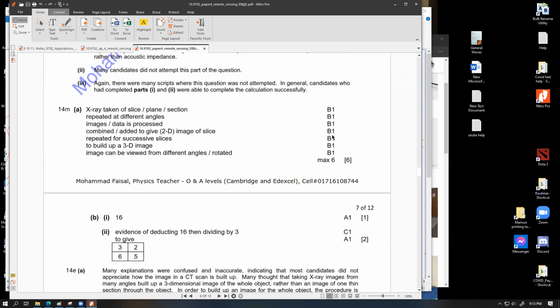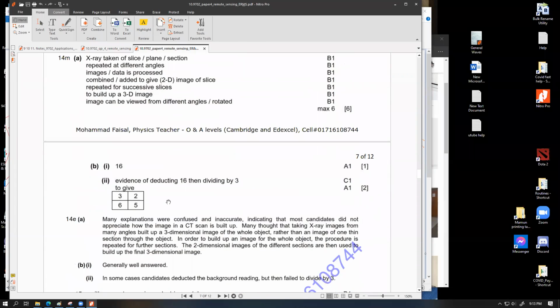Then images can be viewed from different angles or rotated. So we have a total of 7 different points over here. We can score 6. Have a look at the examiner's report.